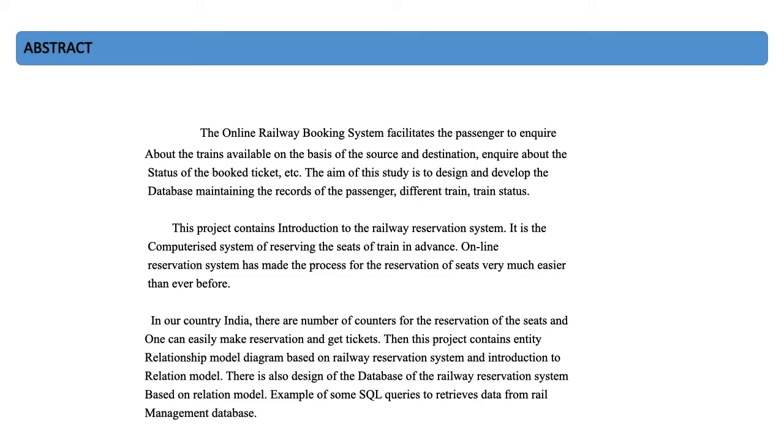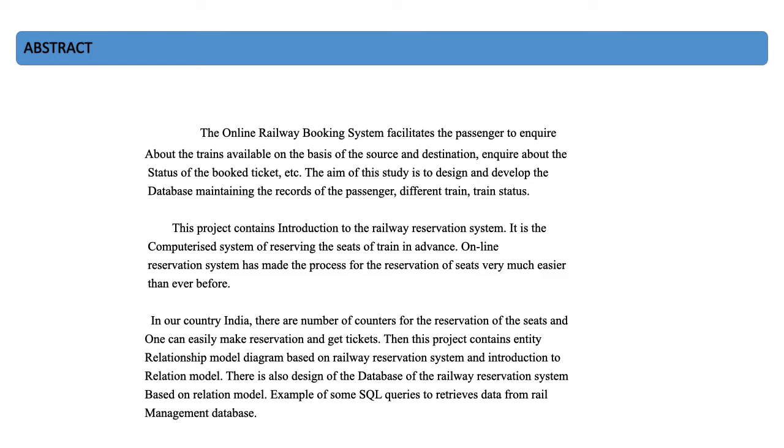So first thing in the presentation, ma'am, it's the abstract. The online railway booking system facilitates the passenger to inquire about the trains available on the basis of the source and destination, and inquire about the status of the booked ticket, etc. The aim of this study is to design and develop the database maintaining the records of the passenger, different train, and train status. This project contains an introduction to the Railway Reservation System.